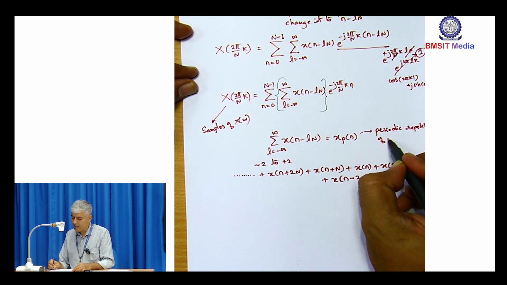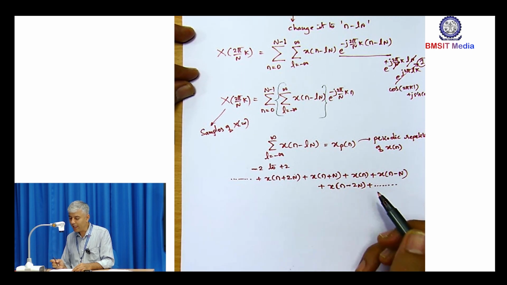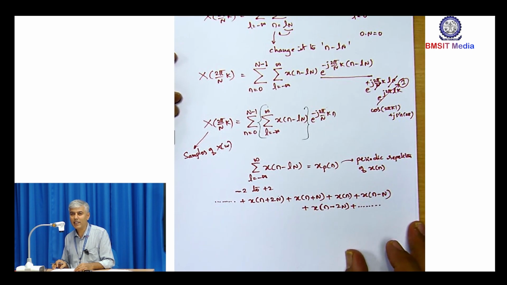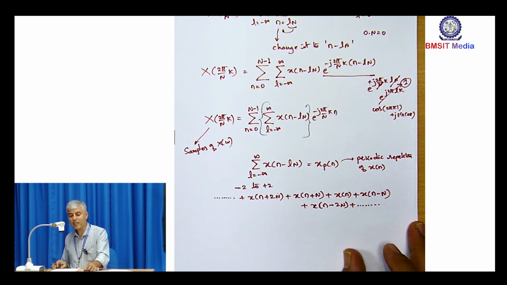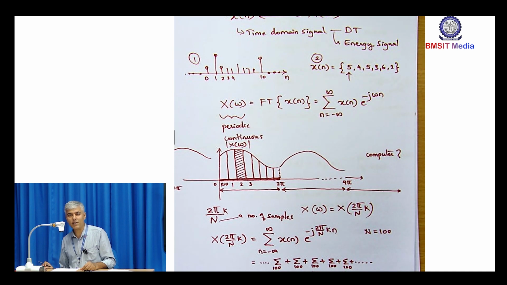of x of n. Now, why I am bringing up this point is that while discussing in the beginning, we said, what is the type of x of n? x of n is a discrete time energy signal.